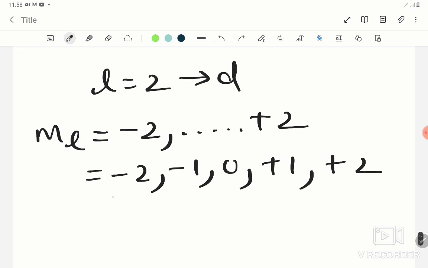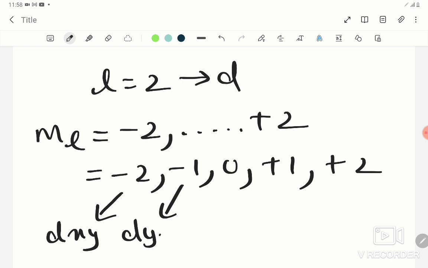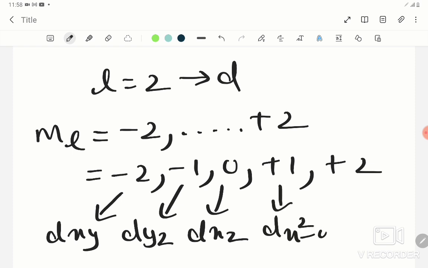So ml equal to -2 will signify dxy orbital, ml equal to -1 will signify dyz orbital, ml equal to 0 will signify dxz orbital, ml equal to +1 will signify dx square minus y square, and finally ml equal to +2 will signify dz square orbital.